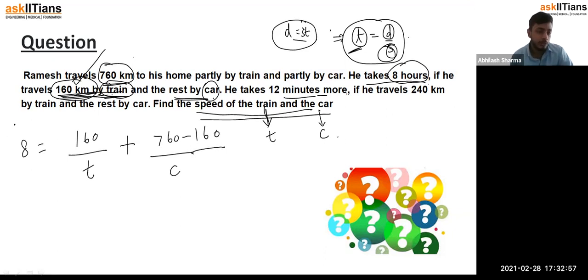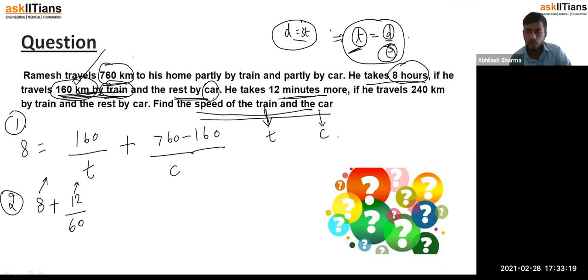So we have written the first equation. Second equation, what can we say? He takes 12 minutes more if he travels so. So 12 minutes more means 8 hours plus 12 upon 60 hours, right? Obviously, we have to make sure that the units are the same, right? If this is in hours, then this also has to be in hours only. So that's why we have converted 12 minutes into hours by dividing by 60.